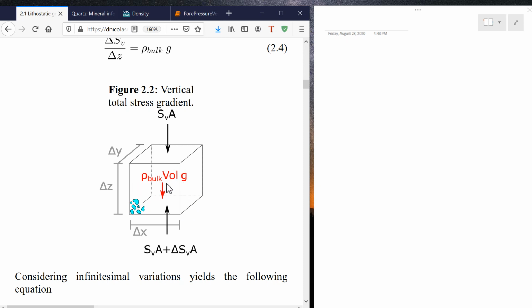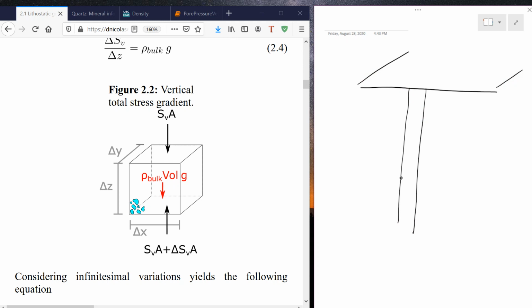So imagine that this cube is in a three-dimensional space, where I have more cubes below this particular cube and also on top. Then the stress on the top face and the bottom face is going to depend on the stresses of the adjacent blocks. So the stress on the top face is going to be SV, and the force is going to be SV times the area.